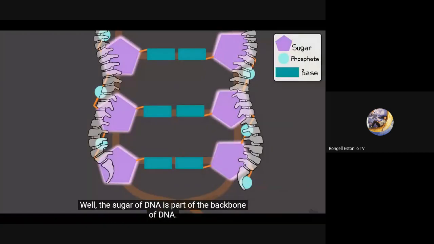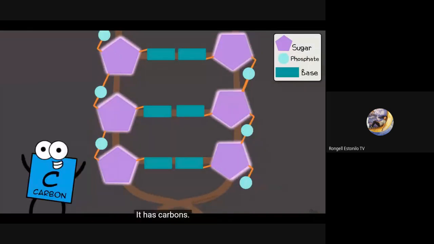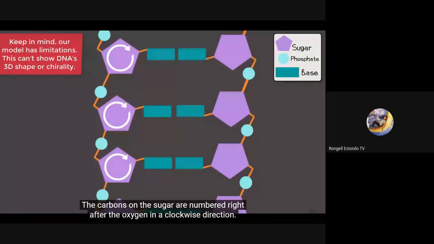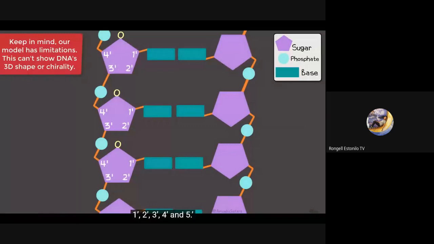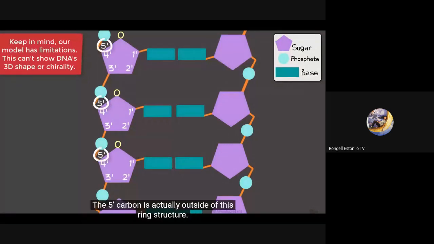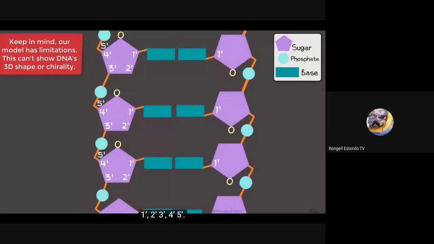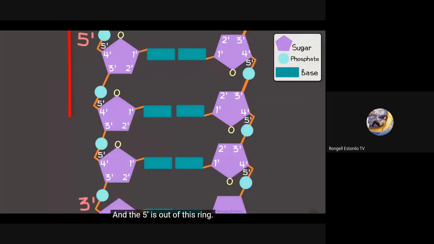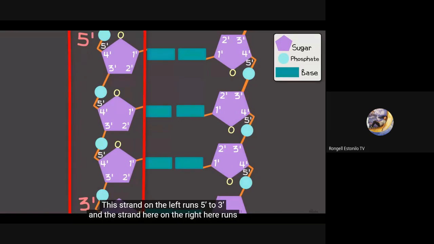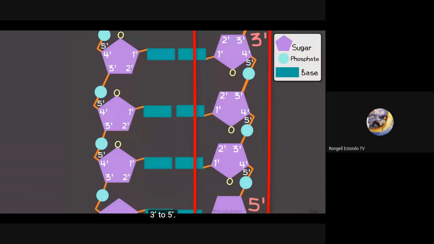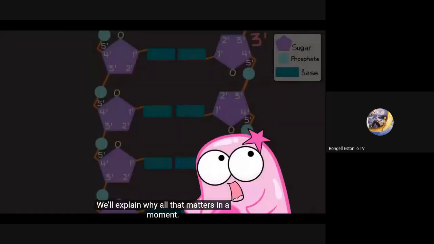Well, the sugar of DNA is part of the backbone of DNA. It has carbons. The carbons on the sugar are numbered right after the oxygen in a clockwise direction: 1', 2', 3', 4', and 5'. The 5' carbon is actually outside of this ring structure. Now, you do the same thing for the other side, but keep in mind DNA strands are anti-parallel to each other. So let's count these, again clockwise after the oxygen: 1', 2', 3', 4', 5'. And the 5' is out of this ring. This strand on the left runs 5' to 3', and the strand here on the right runs 3' to 5'. We'll explain why all that matters in a moment.